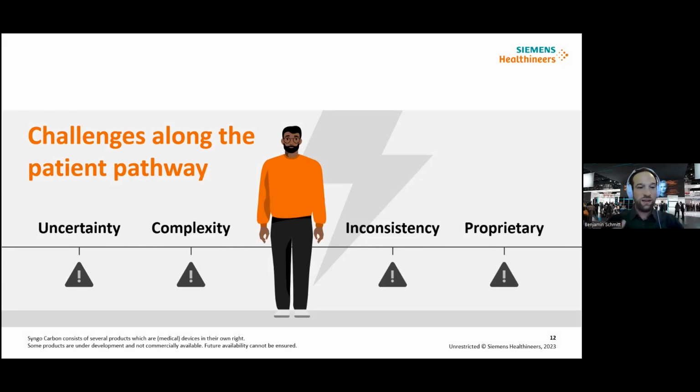I spoke about the imaging value chain before. There's a lot of uncertainty, complexity, inconsistency of data, and proprietary formats. All of this disrupts the imaging value chain and makes this broken record. So it's about addressing this.